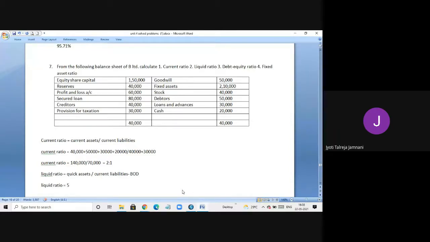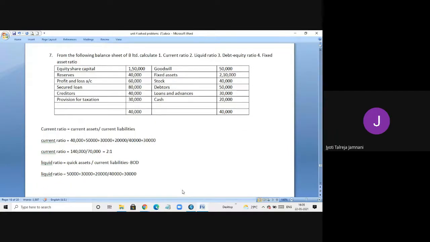So stock 40,000 I'm not taking. 50,000 debtors plus 30,000 loans and advances plus cash 20,000, divided by current liabilities, that is creditors and provisions. We can take both, 40 plus 30. There is no bank overdraft, so there is no need to minus it. So if you solve, you will get 1.43:1.